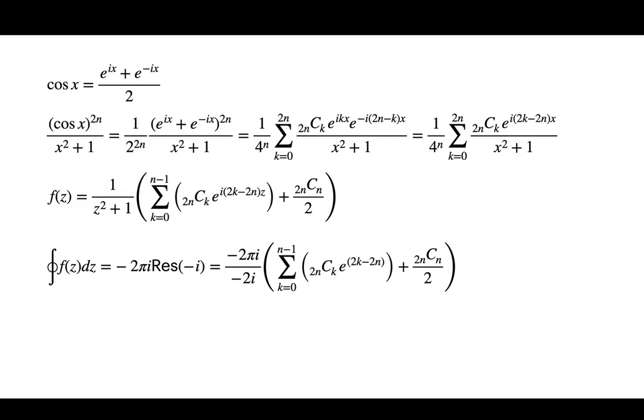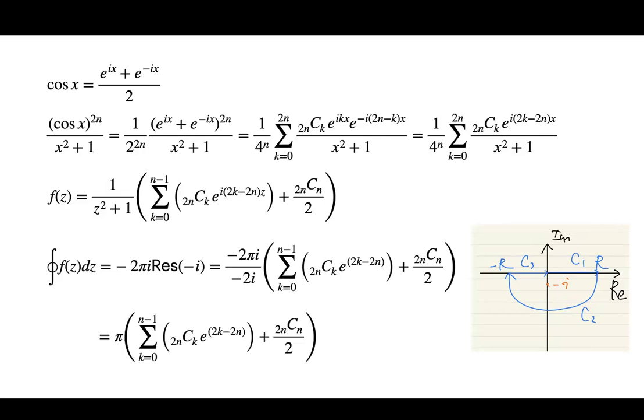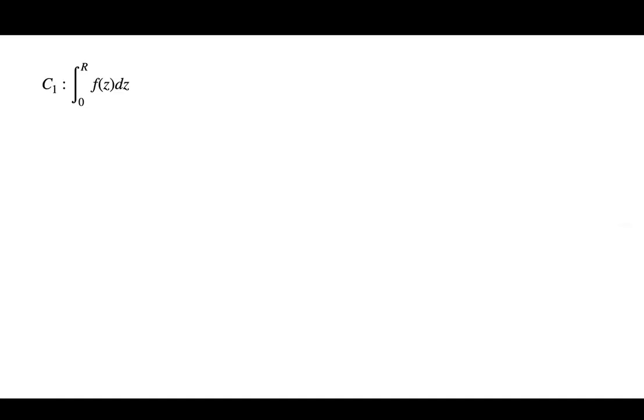Next, we evaluate the contour integral along the path on the right. There is a simple pole at z = -i, and we should note that the contour is oriented clockwise. Therefore, the integral is given by -2πi times the residue at z = -i. The integral along the path C1 is given as follows.